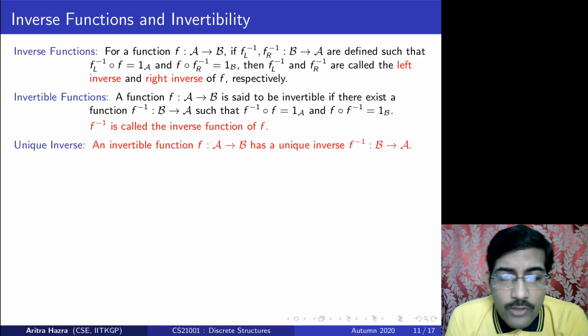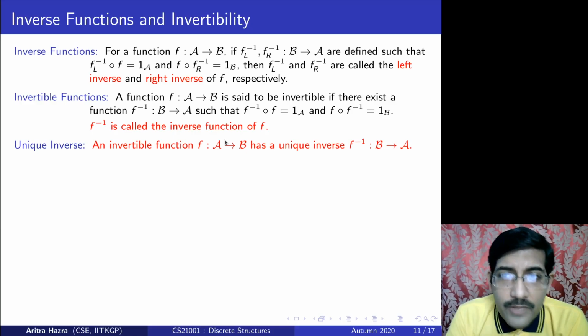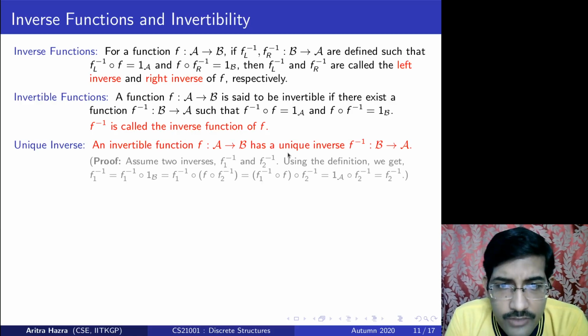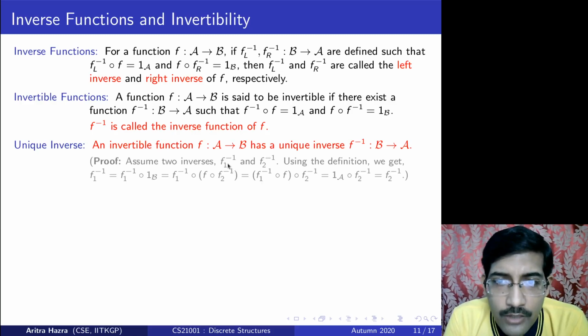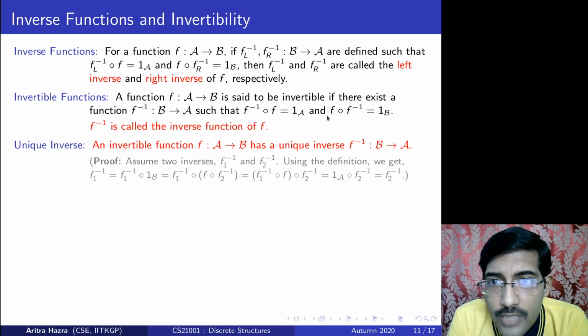We are also discussing that there could be two inverses, but actually those inverses are unique. The uniqueness of inverse property says that every invertible function shall have only one inverse. It is very straightforward to show: you assume for the contrary that there are two inverses, f1 inverse and f2 inverse, and both will follow these two properties because f is invertible.